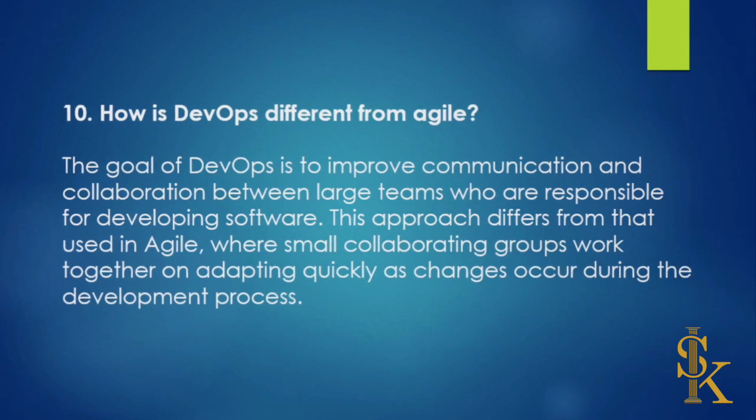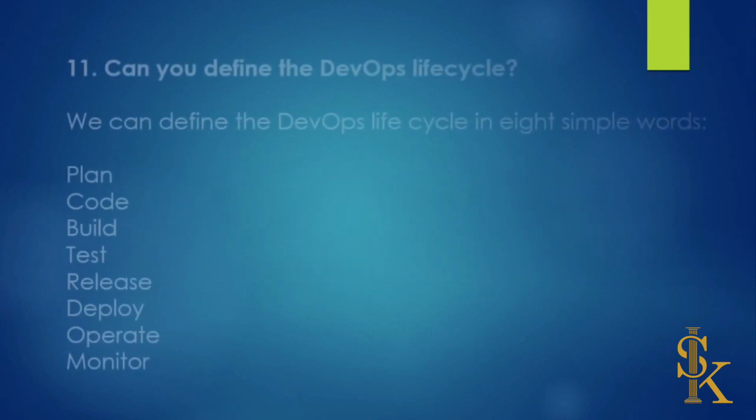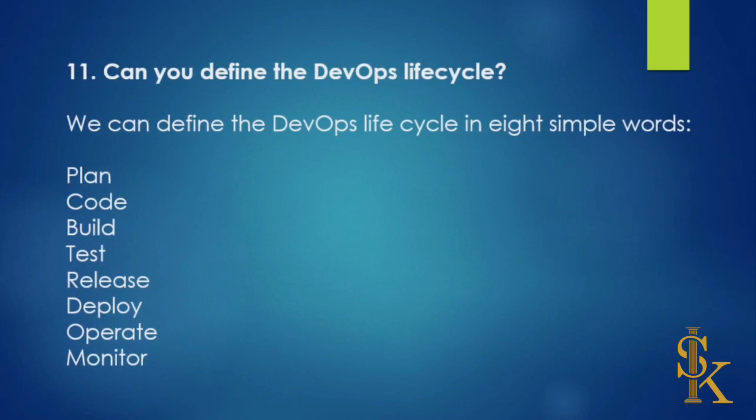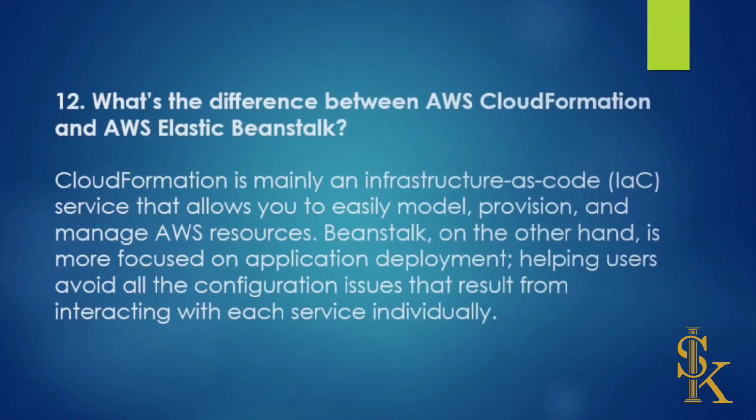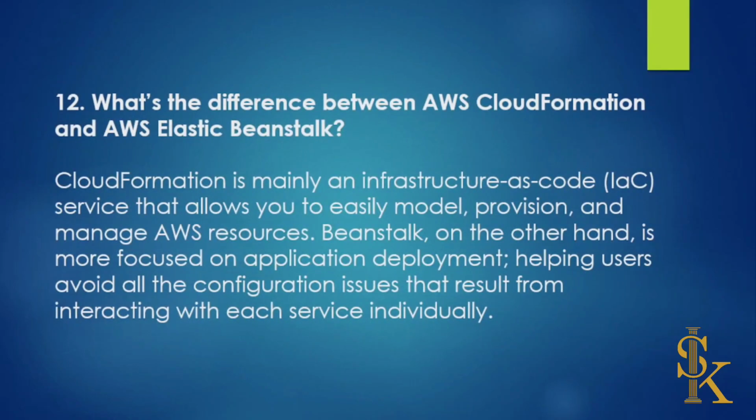11. Can you define the DevOps lifecycle? We can define the DevOps lifecycle in 8 simple words. 1. Plan. 2. Code. 3. Build. 4. Test. 5. Release. 6. Deploy. 7. Operate. 8. Monitor.